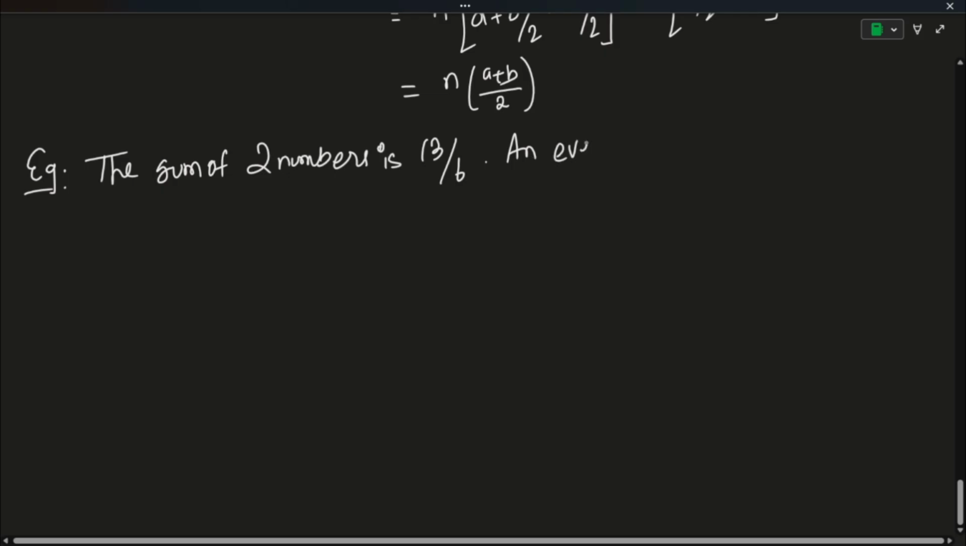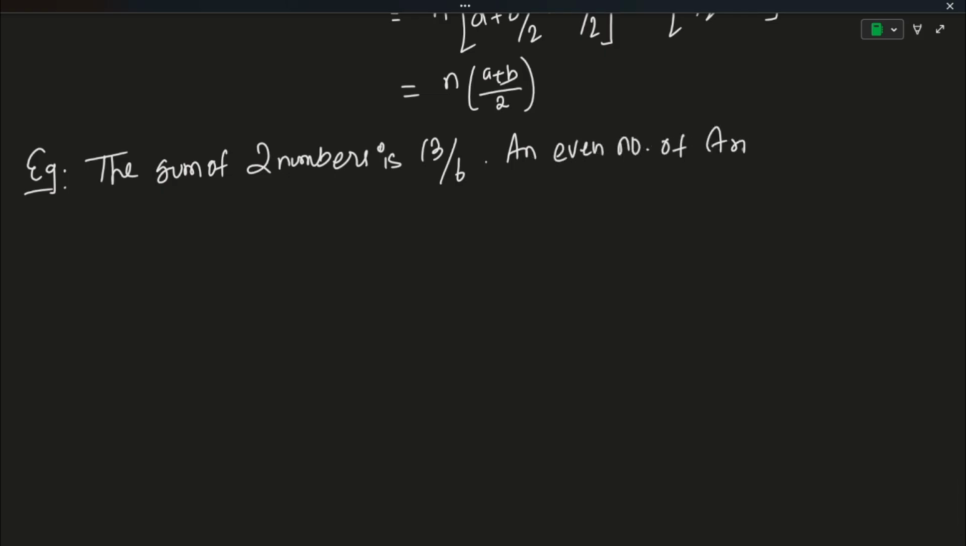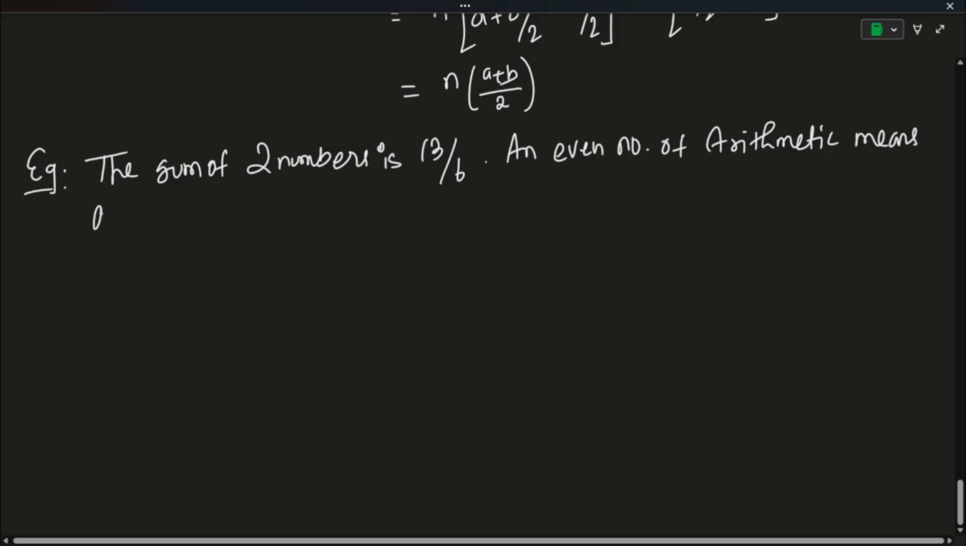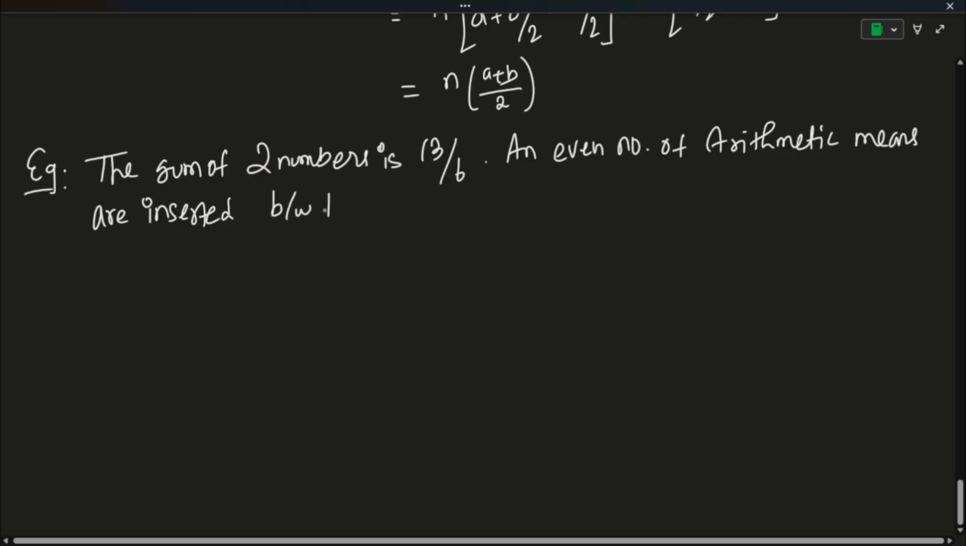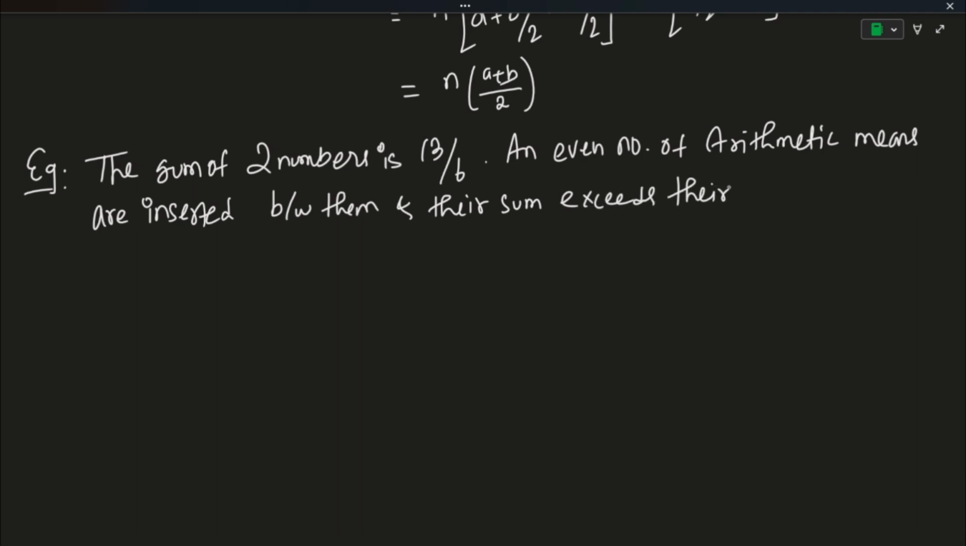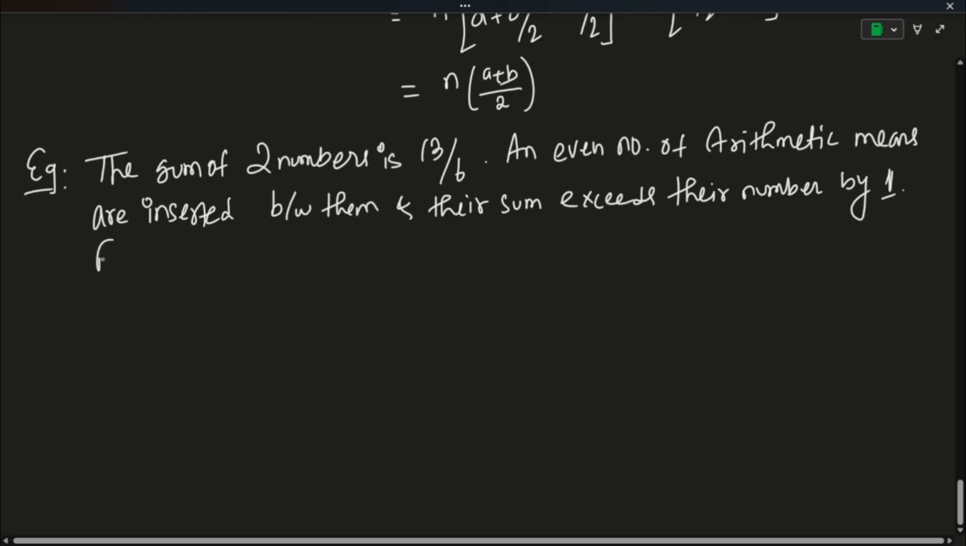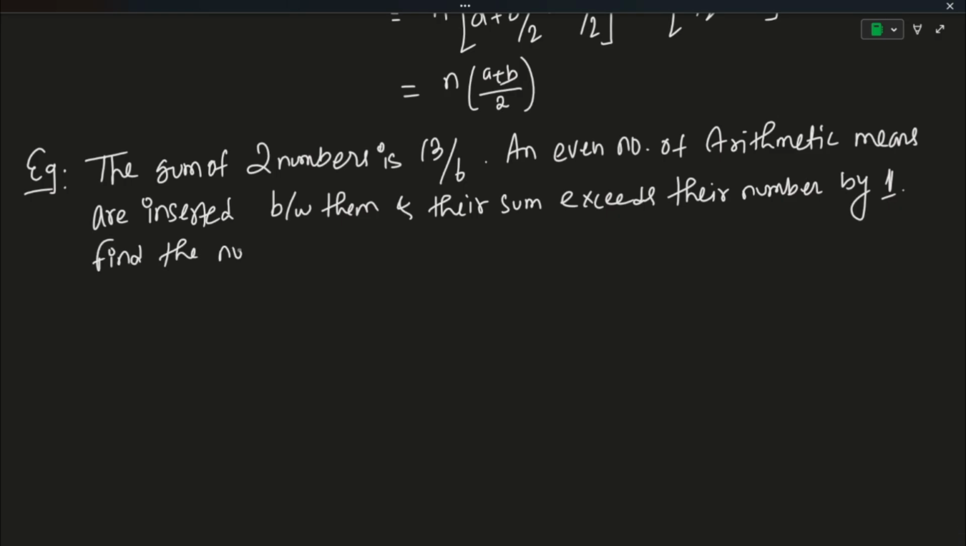An even number of arithmetic means are inserted between them, and their sum exists, and their sum exceeds their number by 1. Find the number of means inserted.